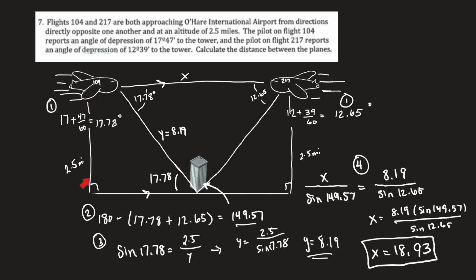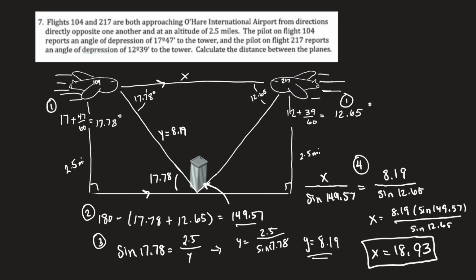We also know that the planes' altitudes, which is a perpendicular distance from the ground to the plane, are 2.5 miles. That's on both sides. We were given angle measures in degrees and minutes, so we have to remember how to convert that back. So 17 plus 47 over 60, get 17.78, and then we do the same thing for the other angle. This gives us one angle here, another angle there.